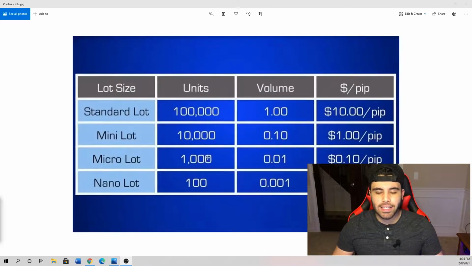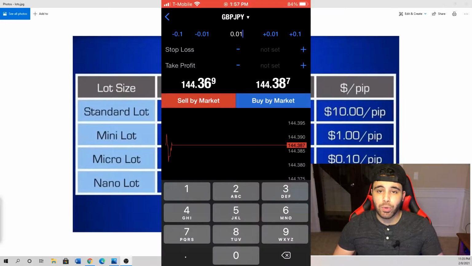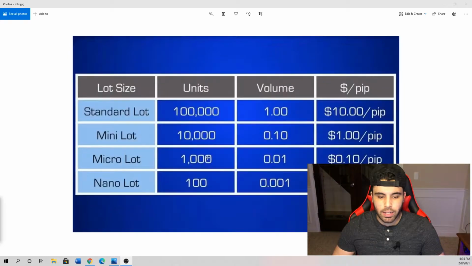All right, so what is a lot size? A lot size is the size of the position you're willing to take when you enter a trade. So I'm going to show a screenshot right now of where you would enter your lot size. It's going to be this area right here. And you can enter a micro lot, a mini lot, or a standard lot, and you can actually even go higher than that. So before I explain this table here, I want to clarify what pips are.